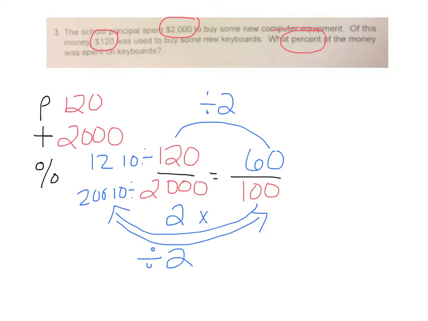Oh, but it's not 120. What am I talking about? Oh my goodness. 12 divided by 2 will give us 6. Giving us 6%.